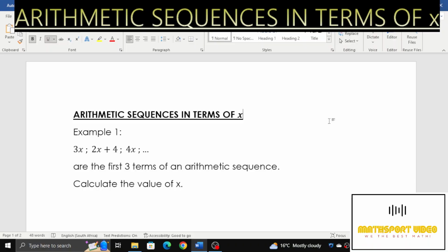Hey everyone, in today's video I would like to explain to you about arithmetic sequences that are in terms of x, and we are going to do two examples. So let's take a look at the first example over here.